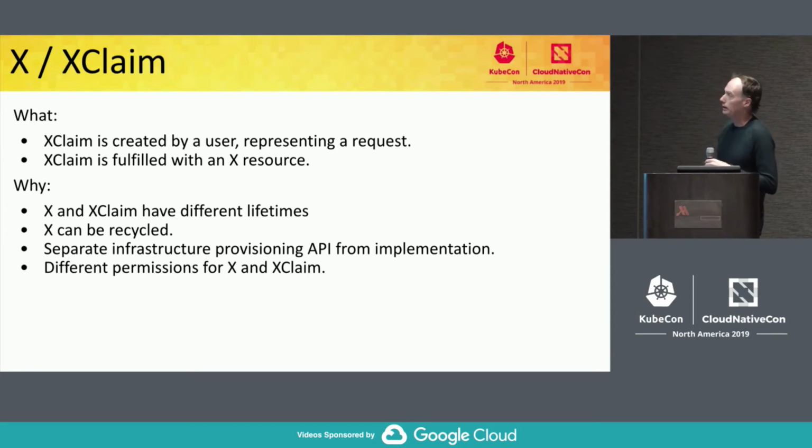Next one is what I call X and X claim. So an X claim is something that a user creates to represent that they want to request a resource, and then it gets fulfilled with some X resource. And this is splitting them so they can have different lifetimes. Maybe you want the X thing to be recycled. You want to have different permissions for who could manage each one. I think this is a useful pattern. It worked well for PVs and PVCs, which use that pattern.